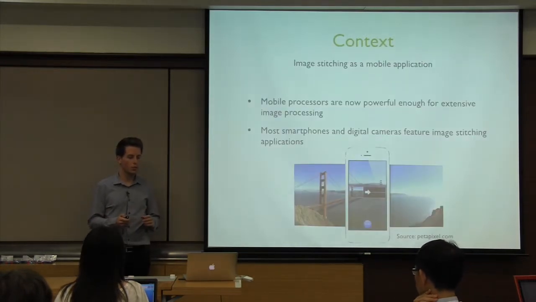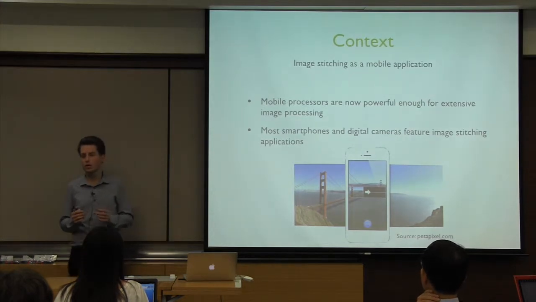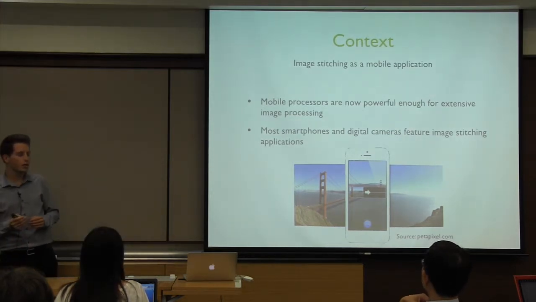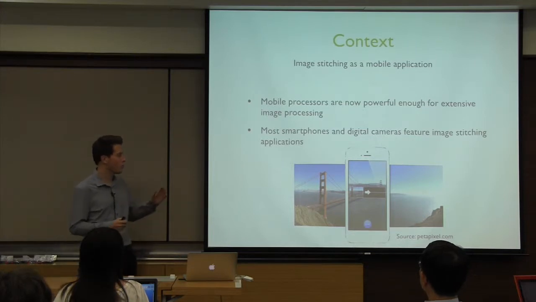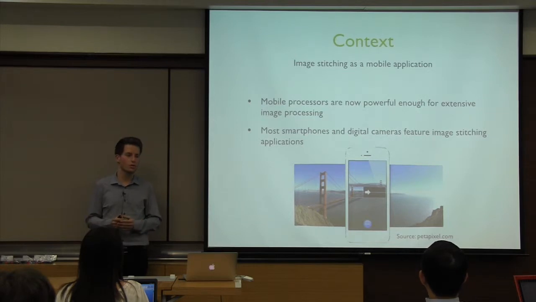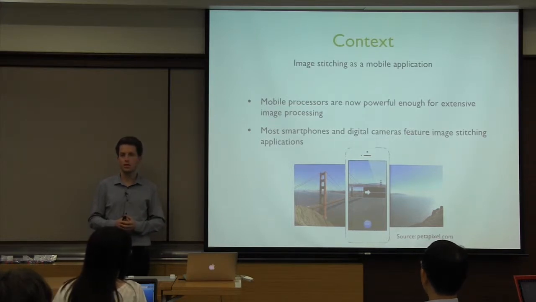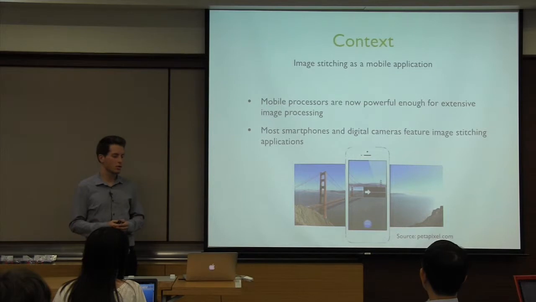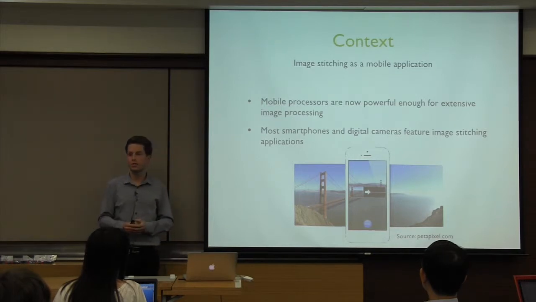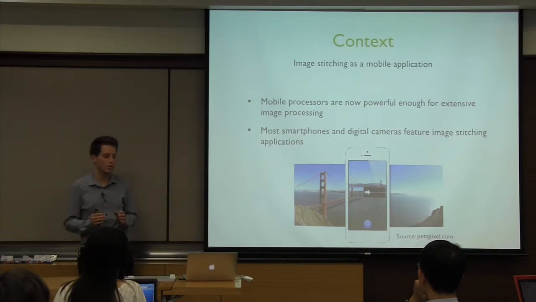But now we need to take a look at the context, because as I just said, we want to apply this image stitching for mobile devices. That is possible because mobile devices now, as you all know, feature very powerful processors that are capable of such an exhaustive task. On the bottom you can see, for example, the iPhone image stitching application. So most modern smartphones actually feature such an algorithm. The problem here is that these can only produce rotational panoramas.